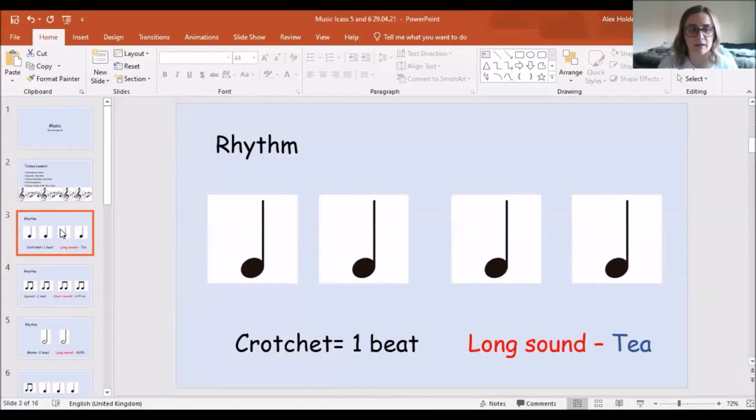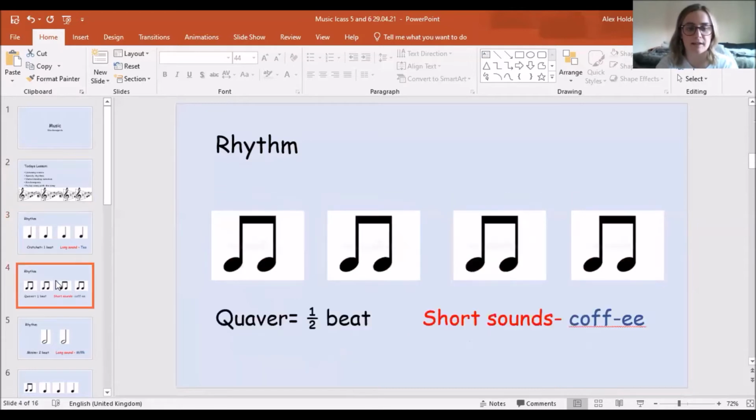Okay, so now we're going to have a look at those rhythms that we looked at last week. So we should have been able to remember that a crotchet looks like this and it is worth just one beat. And a way to remember it, that long sound, you can say T. So we've got T, T, T, T. Okay, we're just going to speedily go through this a little bit.